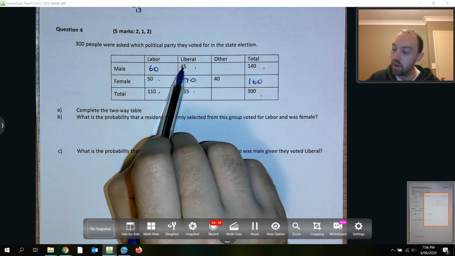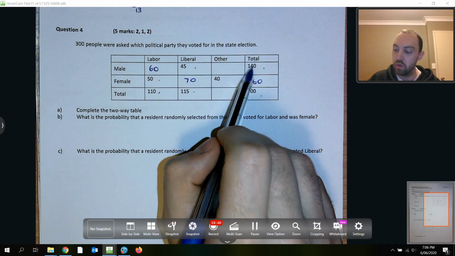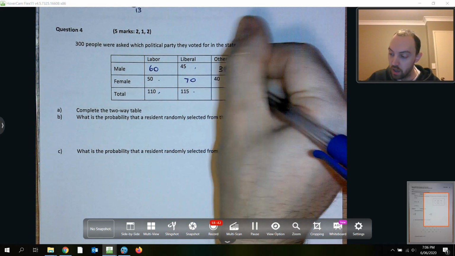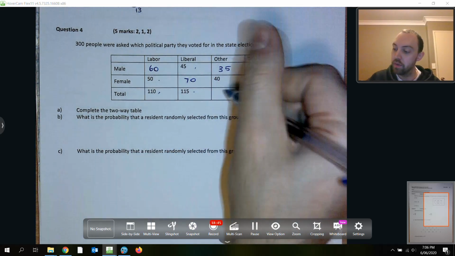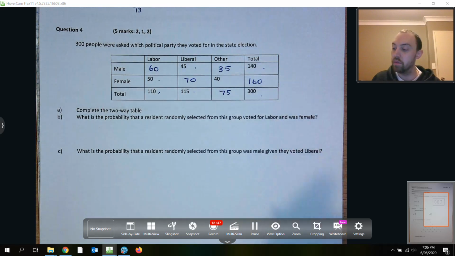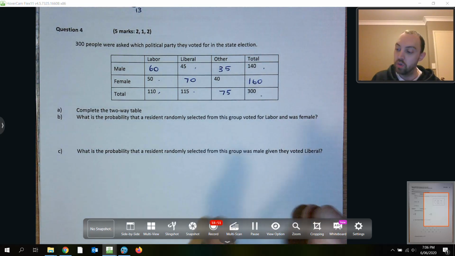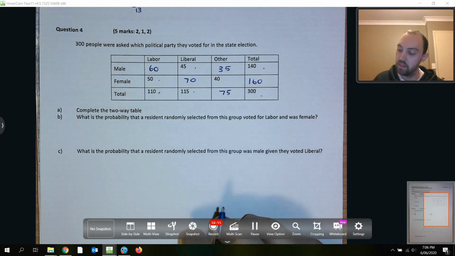60 plus 45 is 105, but we need a total of 140. So the other part must be 35. And this would be 75. Don't have to do it in the same order that I did, but you should get the same numbers regardless. Cool, we've completed the two-way table.